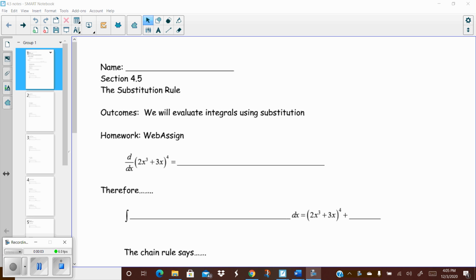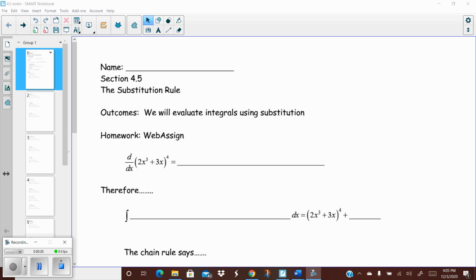All right, so this is section 4.5. This is the last section in chapter 4. It's called the substitution rule. This rule is the first new antiderivative technique that we're going to learn. So far, we know how to do the basic power rule antiderivatives. This antiderivative technique will undo the chain rule.